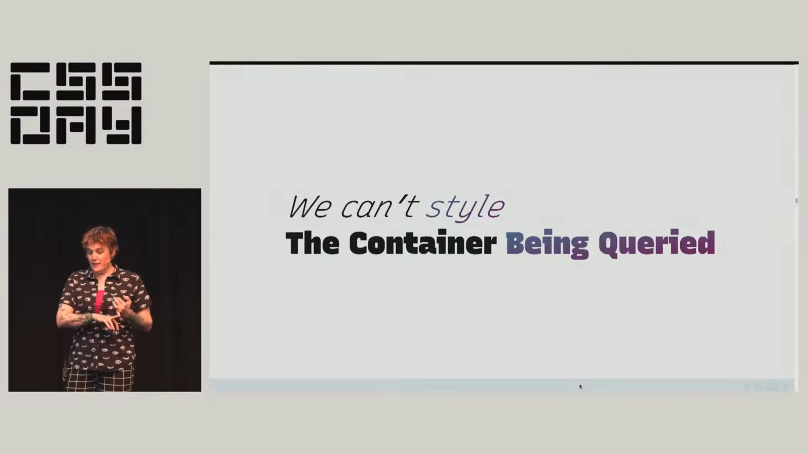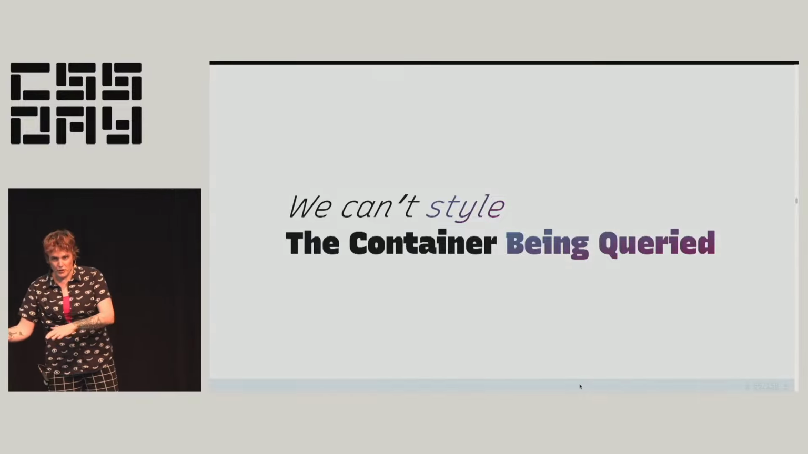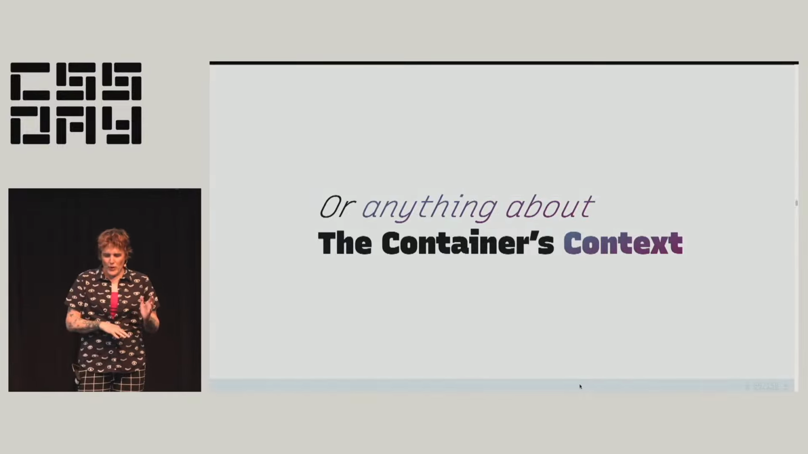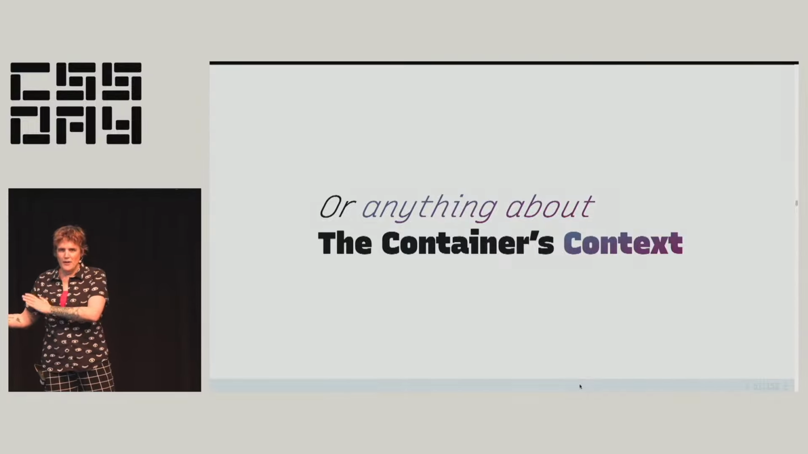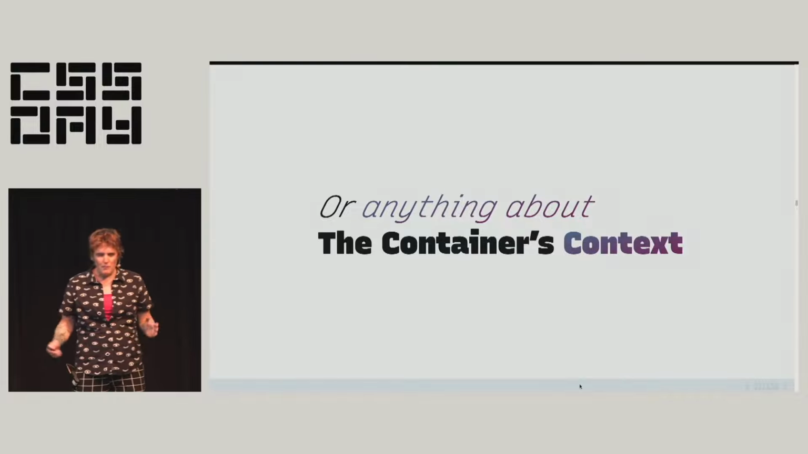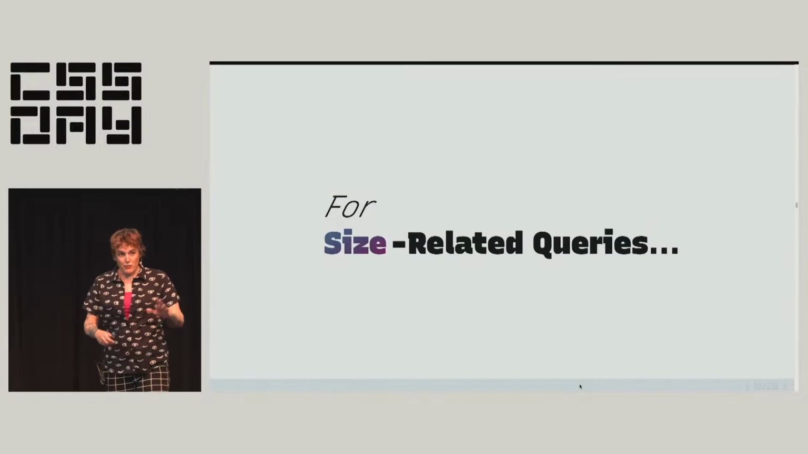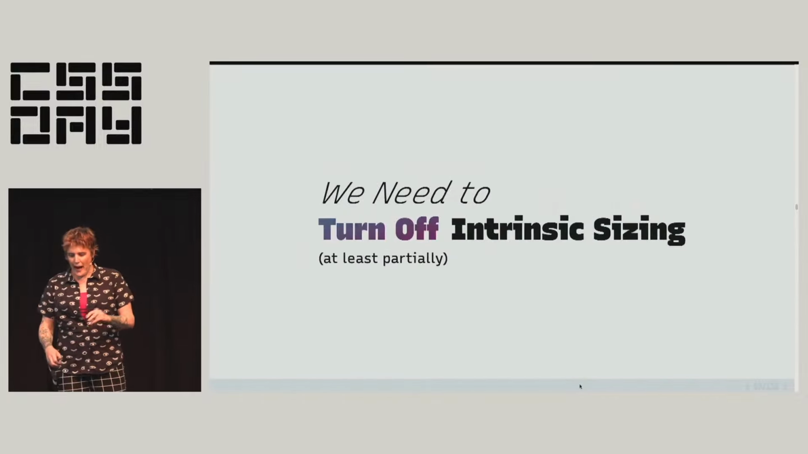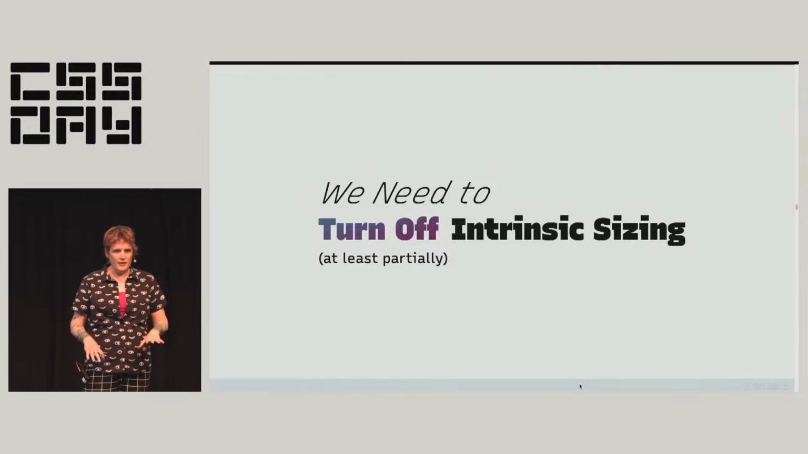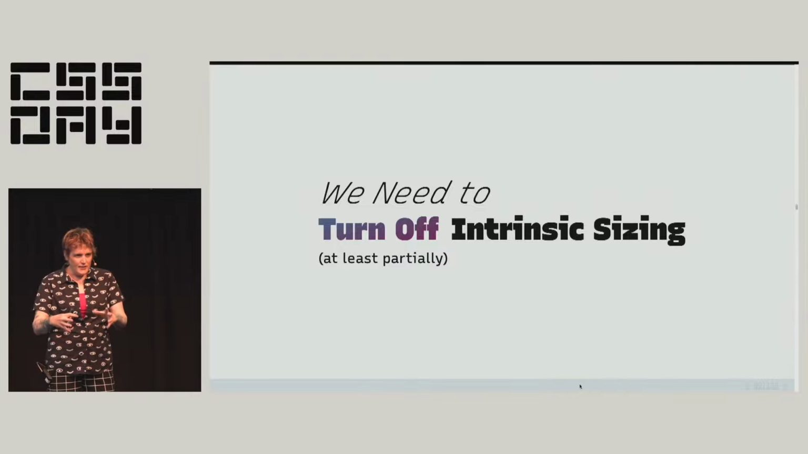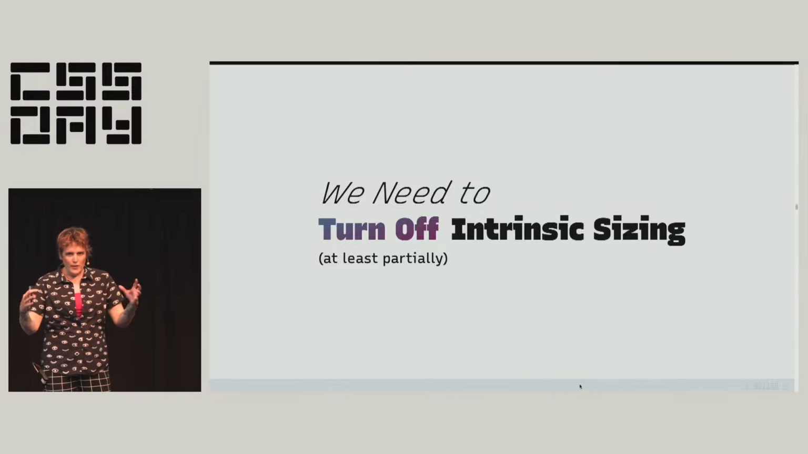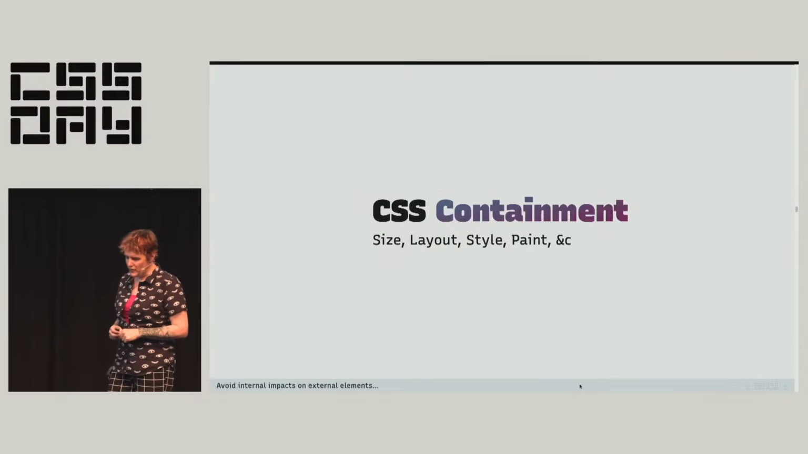So that means we can't style the container that we want to query. It means we can't style anything that might change anything about the container we want to query, so nothing about its context. And for size-related queries specifically, we have to turn off intrinsic sizing. They cannot be intrinsically sized if the content inside is going to change when the container changes. We have to break that loop in order for this to work.